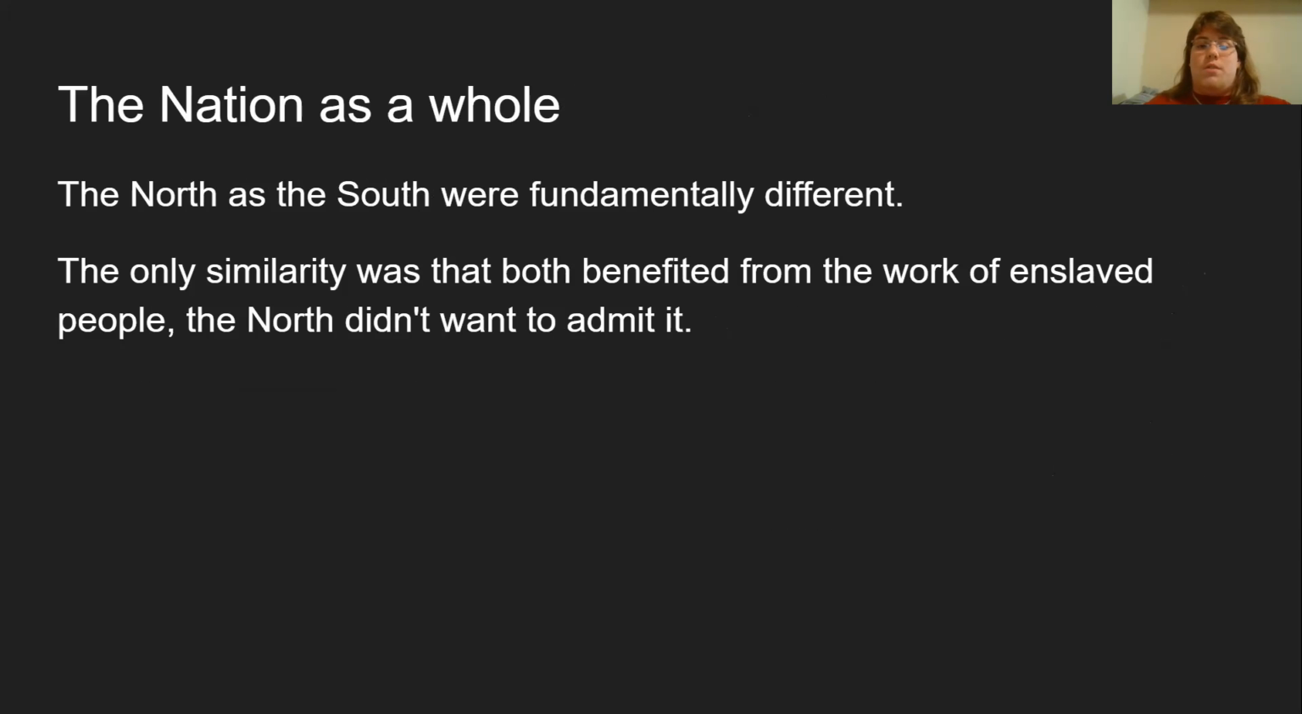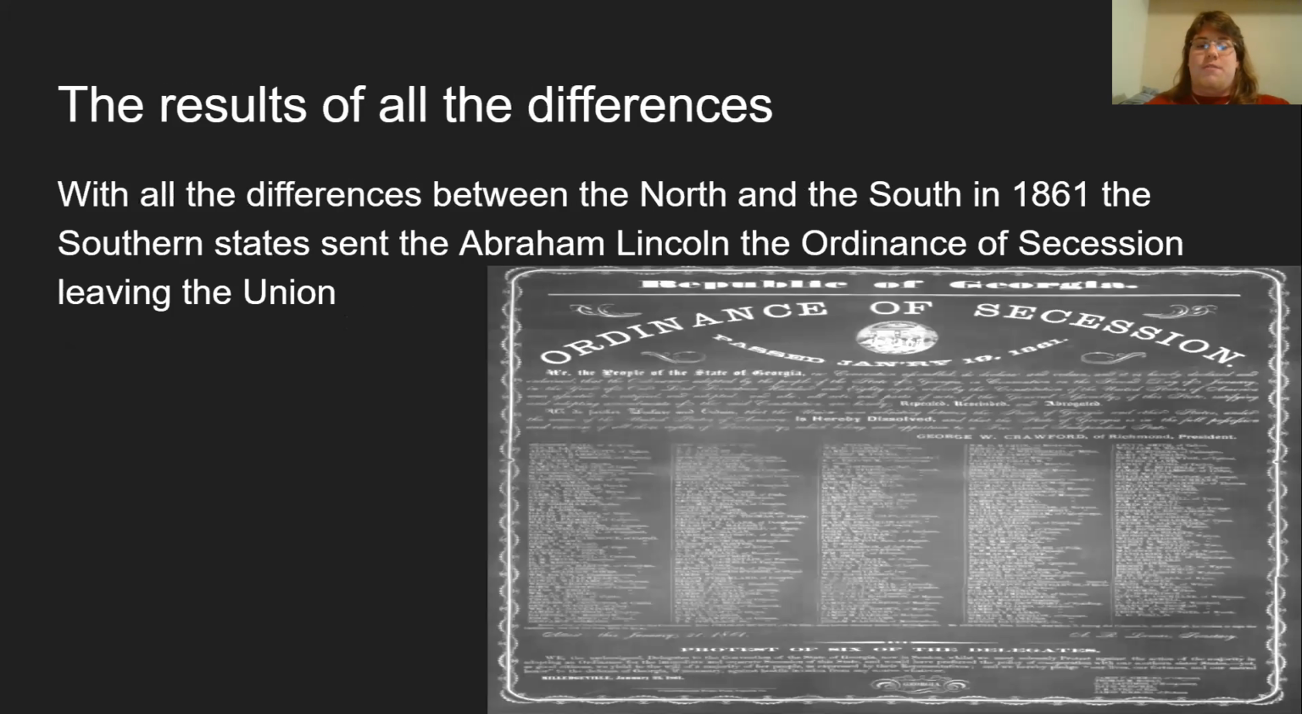The nation as a whole was just fundamentally different. They were almost two different countries under one nation. The only similarity was they both benefited from the work of enslaved people. The North just didn't want to admit it. The manufacturing people relied on the raw goods that the South produced, and the South produced these goods with slavery. The North just didn't see it that way. They saw that because they were free states, they did not rely on slavery. It wasn't the case. And it was these differences that resulted in the Civil War.